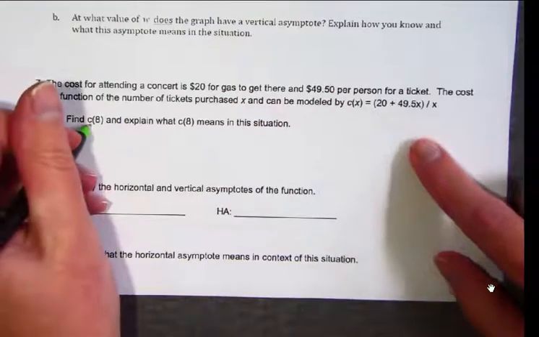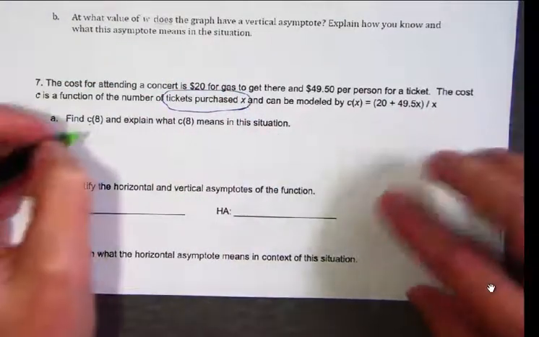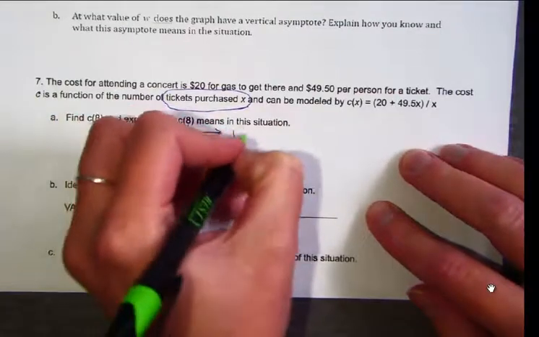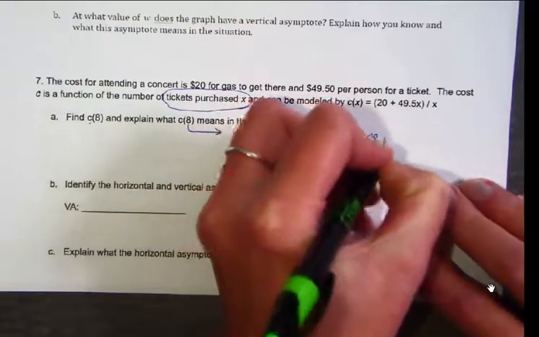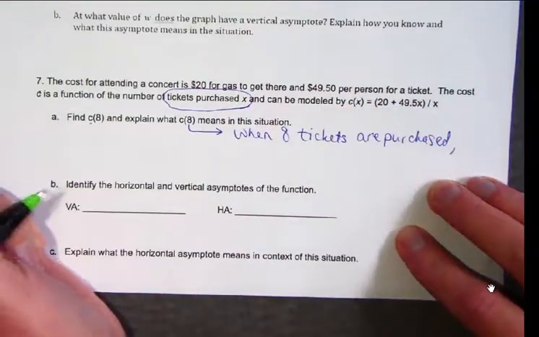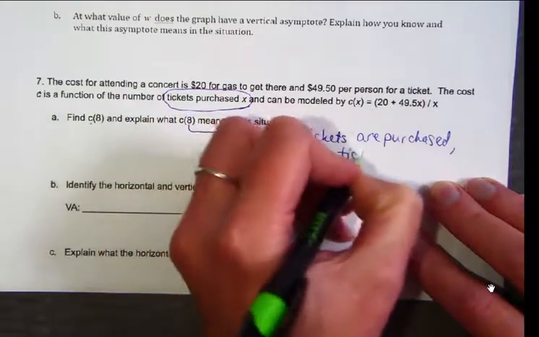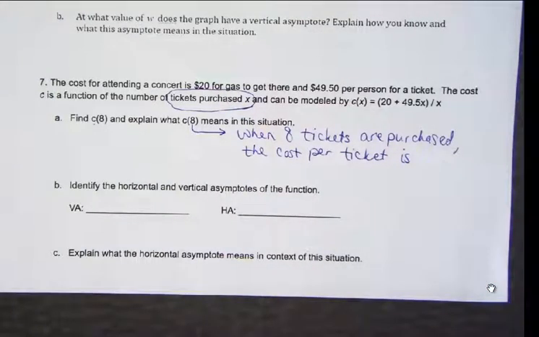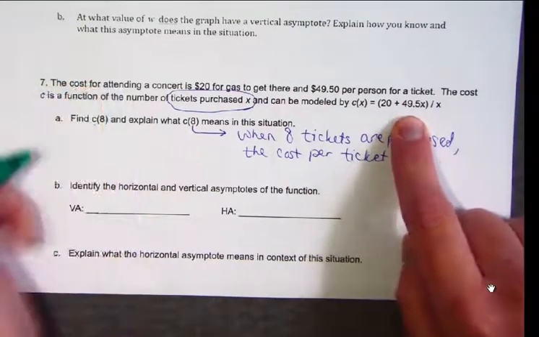So first, if I need to find C of 8, this is telling me that we're going to purchase 8 tickets. So I might think about that first, about what does C of 8 mean in this situation. When 8 tickets are purchased, the output, the cost per ticket is, and I don't know that number, so I have to do the calculation. So let's plug 8 into our equation and let's see what our output is.